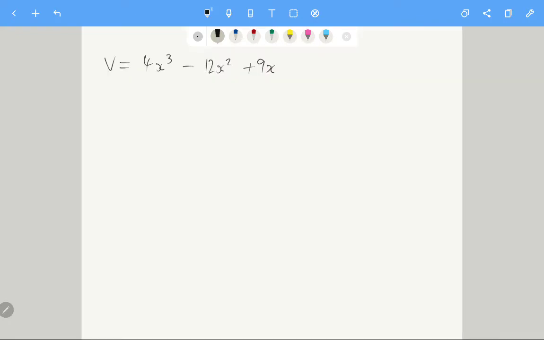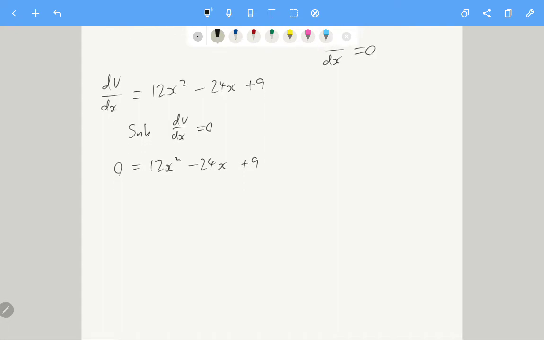So this is our volume function, and we are trying to maximize. Well, we've already worked out the two domain points, and we already know that those volumes are going to be 0. So instead we can worry about just looking for when dv dx is equal to 0. So first of all, let's work out dv dx. 12x squared minus 24x plus 9 is our derivative function, and we can sub in dv dx is equal to 0.